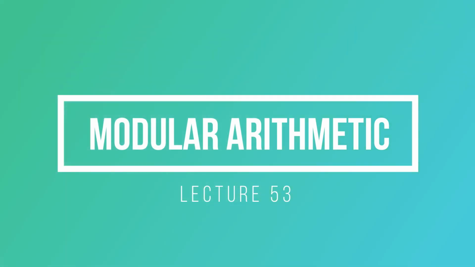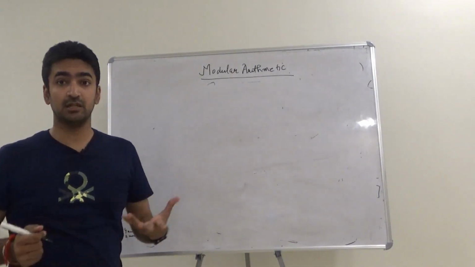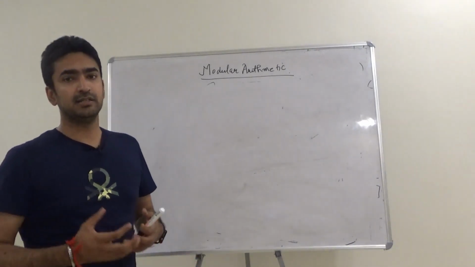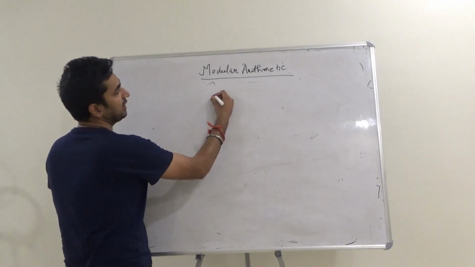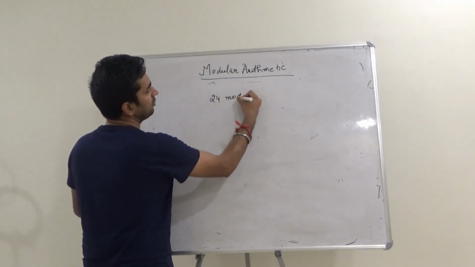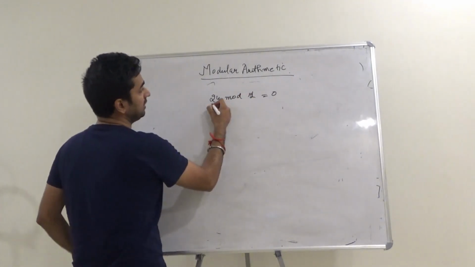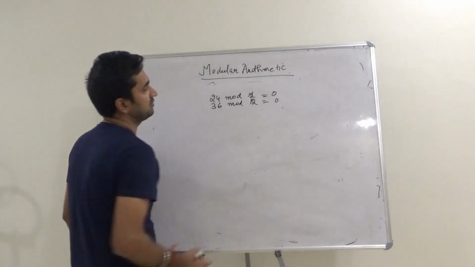In today's video we will be discussing the concept of modular arithmetic. Now we all know that when we take the modulus of a particular number with another number, there are some similarities we can find out. For example, when we put 24 modulus 12, the answer, we all know, is 0. Similarly, I can put 36 modulus 12, and the answer is also 0.